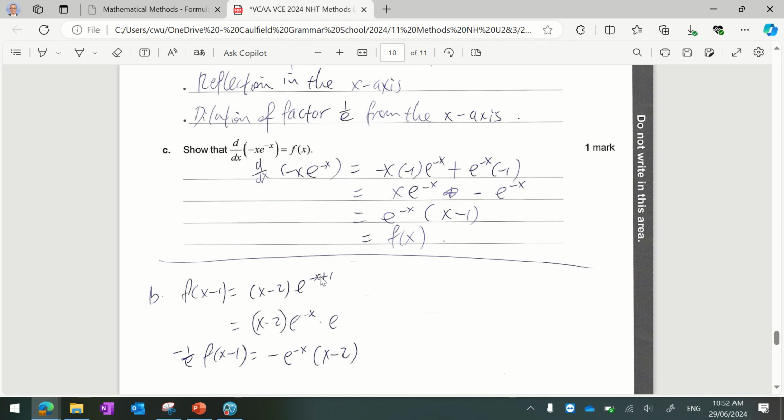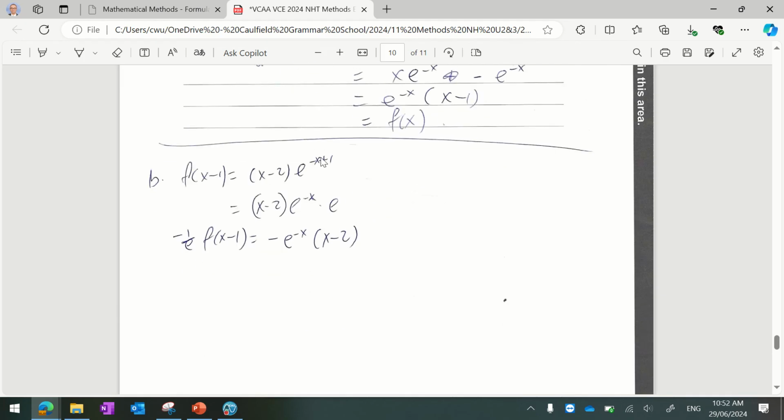Whenever you see a power that is something plus something, you can react by splitting the power. This is the index law. If the index is negative x plus 1, you can write this as e to the power of negative x times e to the power of 1. I should put that here for explanation purposes. You can go the other way too: split them into e to the negative x times e to the power of 1.